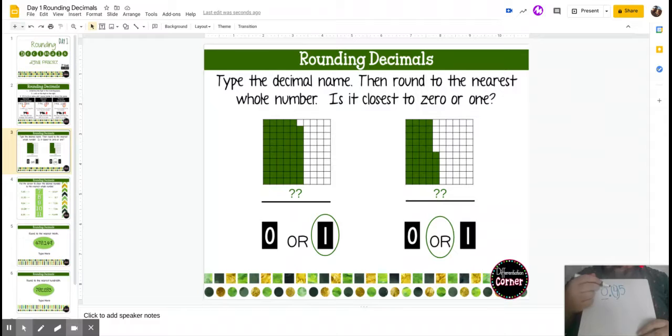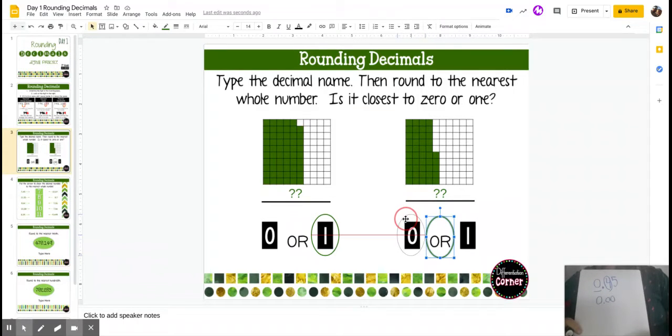So guess what? It is not strong enough. It is not big enough. It is not large enough to change this 0 into a 1. So the 0 is going to stay the same, and that's it. It's closer to 0. Could it be 0.00? Yeah, I guess. But guess what? 0 and 0.00 is the exact same number. So again, that's what you are going to do.